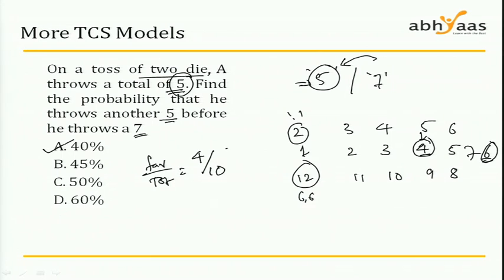We really don't care if 1 occurred before, 2 occurred after, 4 occurred before. We are not concerned. We are only concerned that 5 occurs before 7 occurs. Right. So for this total thing, how many possibilities are there? 10 possibilities. Now, what are the things that are in favor of us? Getting a 5. That means 4 is in favor of us. So 4 by 10, 40% becomes the answer. Right.